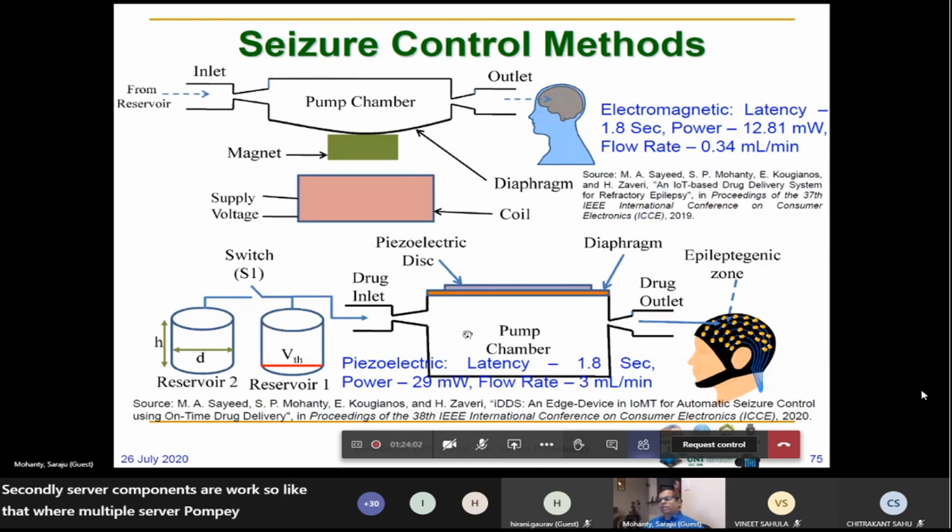Also, we have been modeling and exploring how they can be effective in the overall drug delivery system. Piezoelectric has its own advantages and disadvantages, and electromagnetic also has its own advantages and disadvantages. So both are potentially useful.